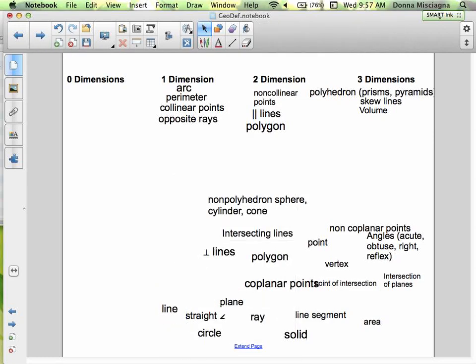Opposite rays, it's going to drive me crazy. Opposite rays make a line, and they're 1 dimension. Guess where the line goes? 1 dimension as well.